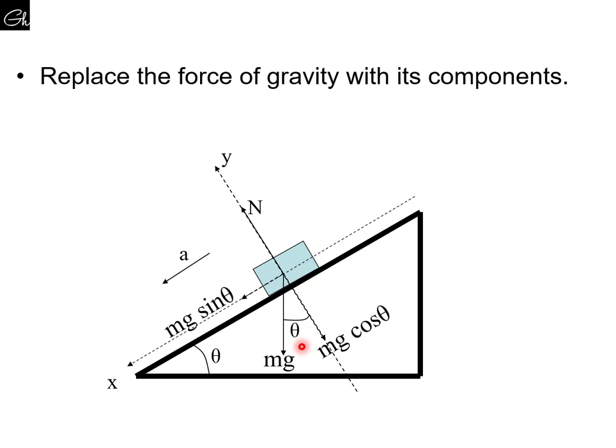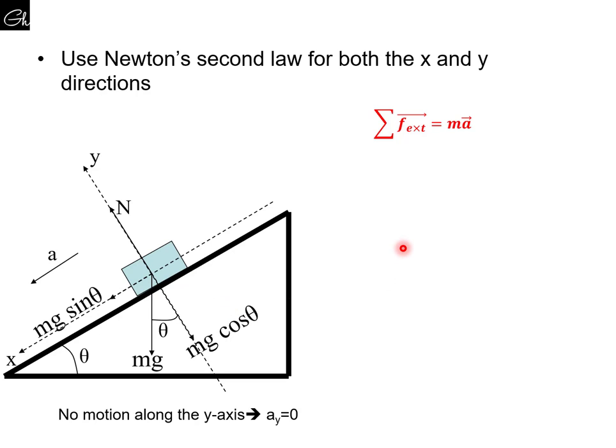To recap, if the angle theta is given, you use cosine. If the angle theta is not given or not written, you use sine. Now we'll apply Newton's second law along the y and the x direction. As you can see, along the y direction, the only forces acting are the normal force and the mg cosine theta, which is the mg along the y direction.